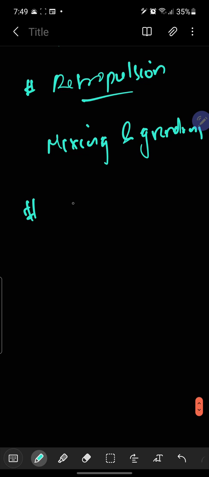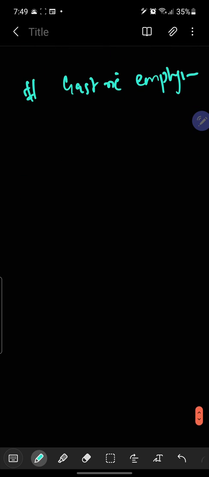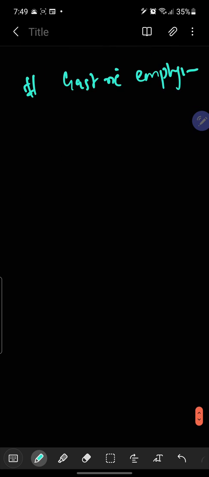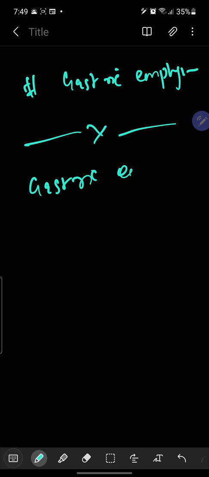The third phase is gastric emptying. Okay. Now, what is gastric emptying and what are the factors? Gastric emptying means the food which is present in the stomach is emptied to the small intestine, mainly the duodenum. The control point is the pylorus sphincter.